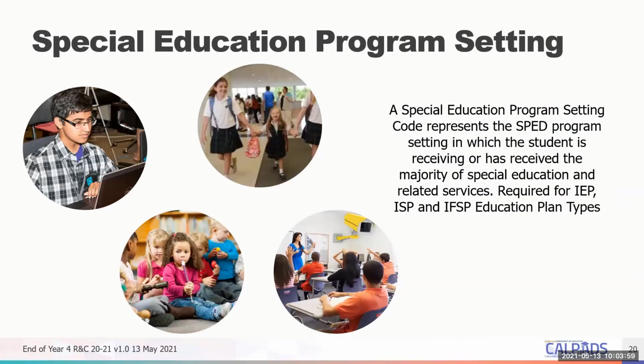And then you have your special education program setting. This is that least restrictive environment. This is the setting in which the student is receiving the majority of their special education instruction. And it varies. The different settings could be a home setting, separate classroom setting, a separate school, a residential facility, a regular classroom, a public day classroom, right? There's so many different settings that the students can be in.